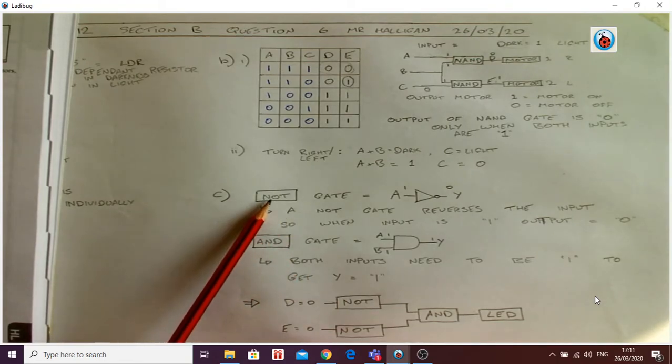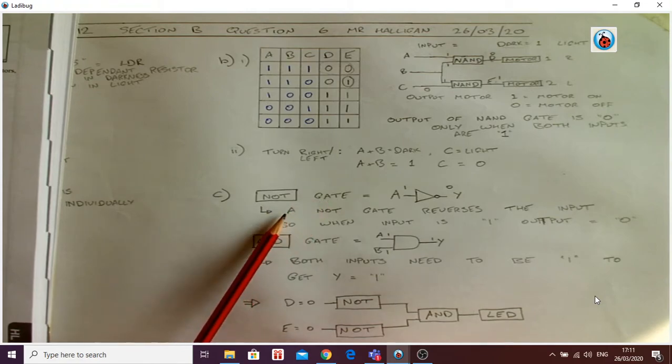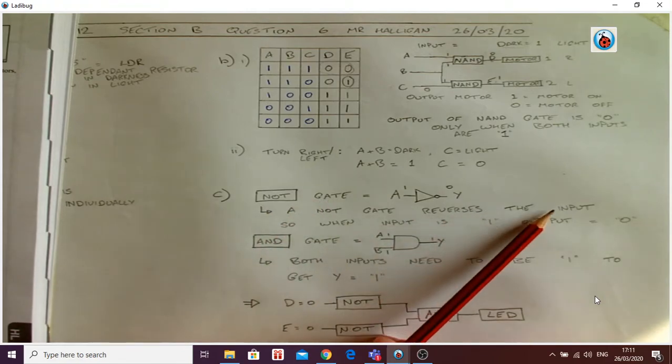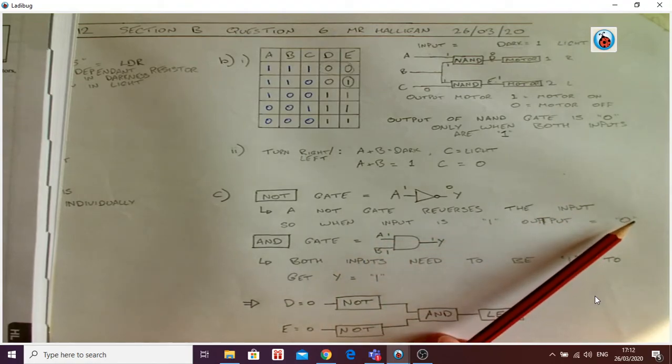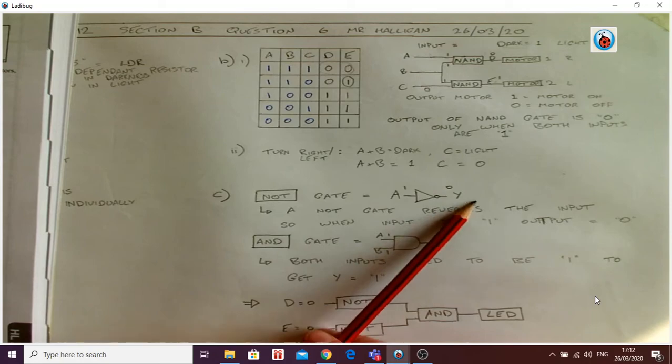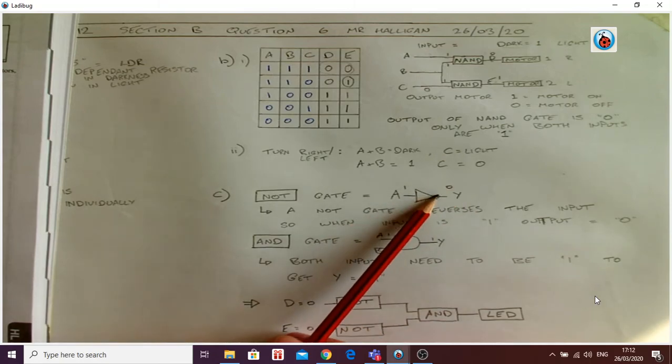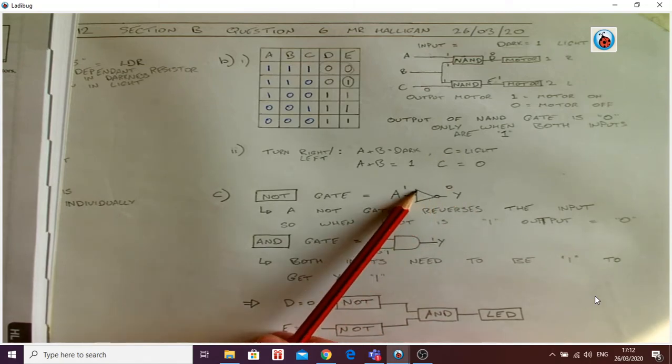NOT gate, right? A NOT gate reverses the input, so when the input is 1, the output is 0, right? So it switches it around. That's the symbol for it, the triangle with the circle at the end of it.